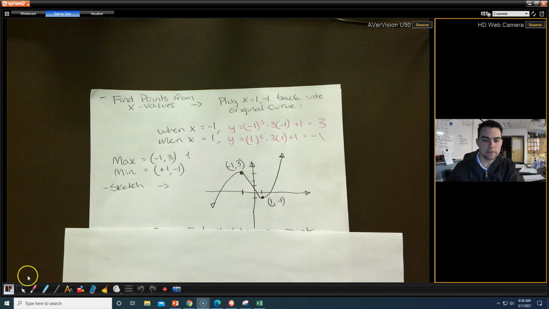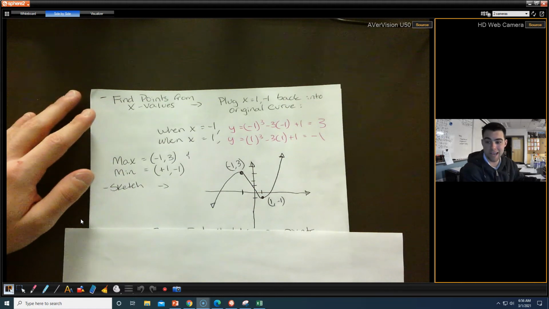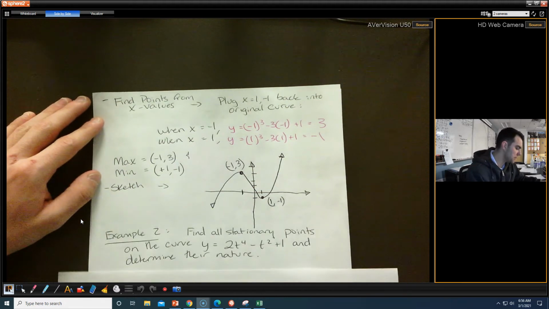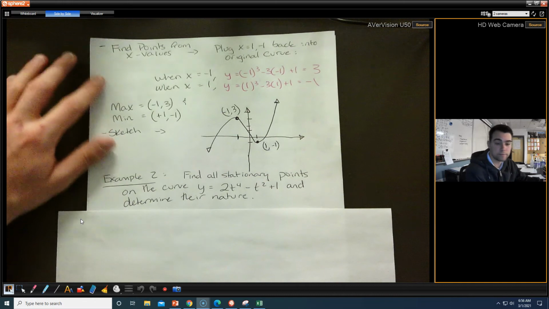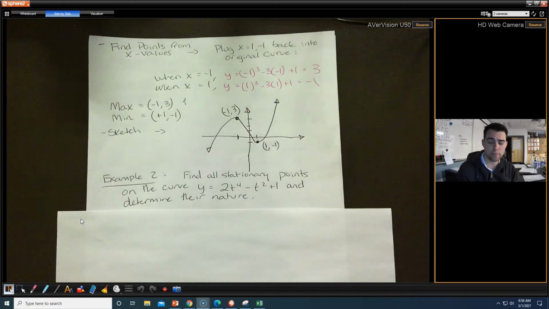So that's really what it comes down to, setting dy/dx equal to 0, and then plugging in some test points to the left and right, kind of like with inequalities, if you remember that from way back when. We're going to try it again with this one. Alright, we're going to find stationary points for this curve and determine their nature. And when it says determine their nature, it just means, is it a max or is it a min?